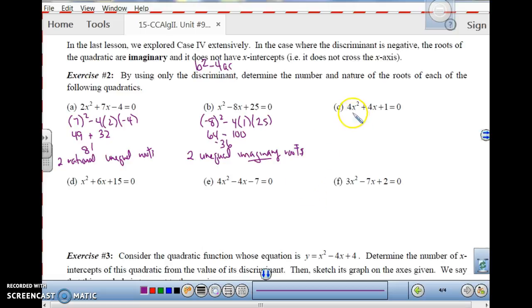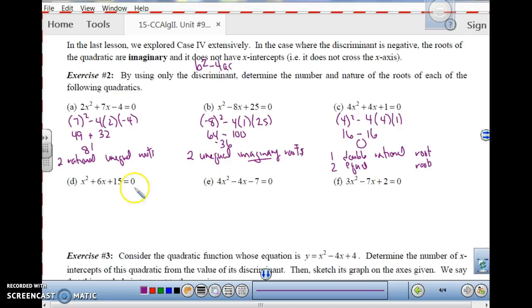Okay? b squared minus 4ac. b is going to be 4 squared minus 4 times a is 4 times c is 1. So this is 16 minus 16, which is 0. So that tells me under the square root, it's going to be a 0. It's going to have only one root. So you're going to have one double rational root, or two equal roots. Okay, but they're still going to be rational.